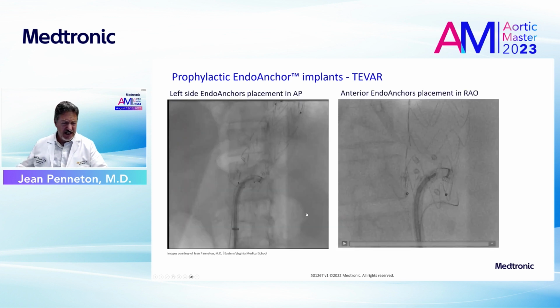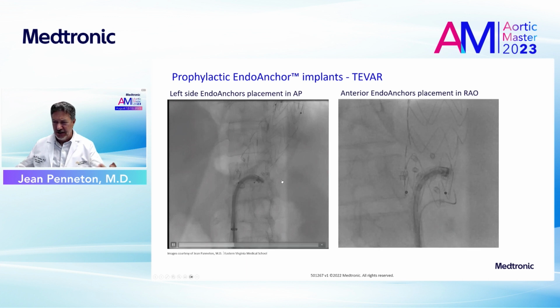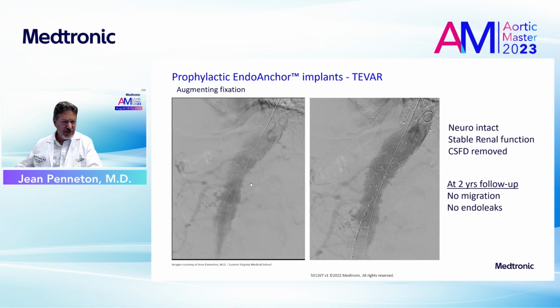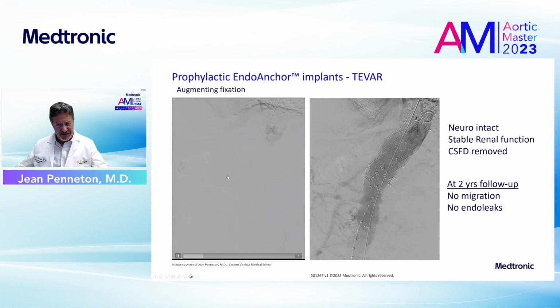And here's another example, another video that shows how the EndoAnchors are positioned circumferentially around the entire distal end of the thoracic aorta. And here's the completion angiogram of that patient with a graft that is very well positioned right at the takeoff of the celiac artery. That patient was neurologically intact, with stable renal function. Obviously, we did have a CSF drain in this patient, which usually is removed at 48 hours. At 2-year follow-up, we have no migration, no endoleak in this patient.